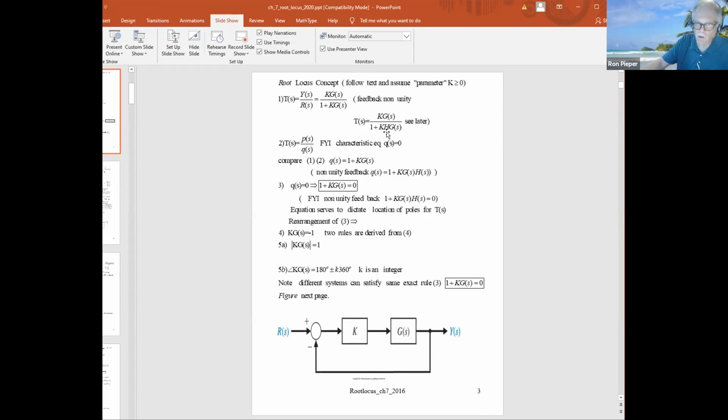Anyway, I think we established we can come up with a transfer function from the canonical form. We can get the characteristic polynomial, and then the characteristic equation is obtained by setting it to 0. We see that this is the so-called root locus parameter K that appears multiplying the G of s in that equation.